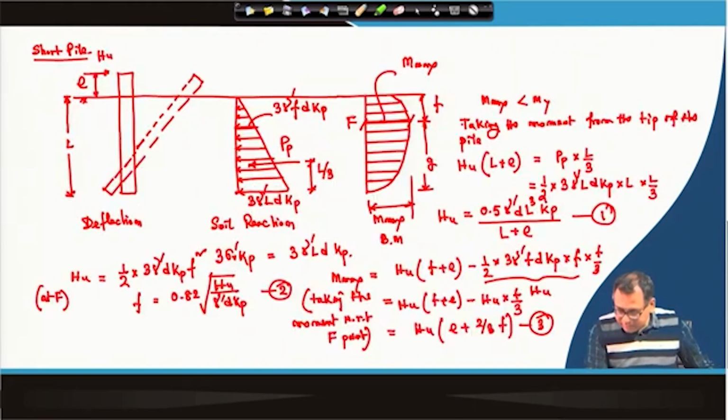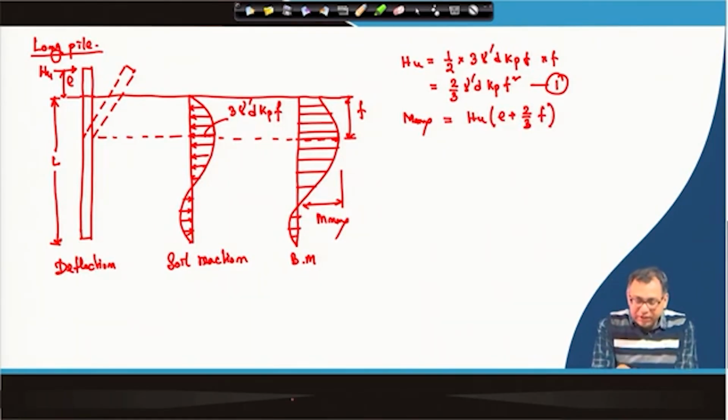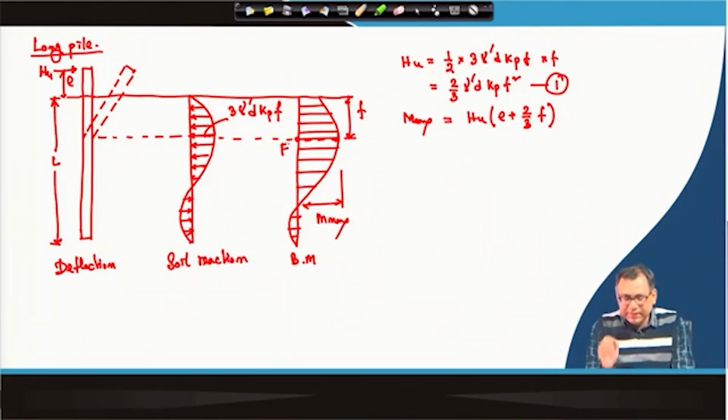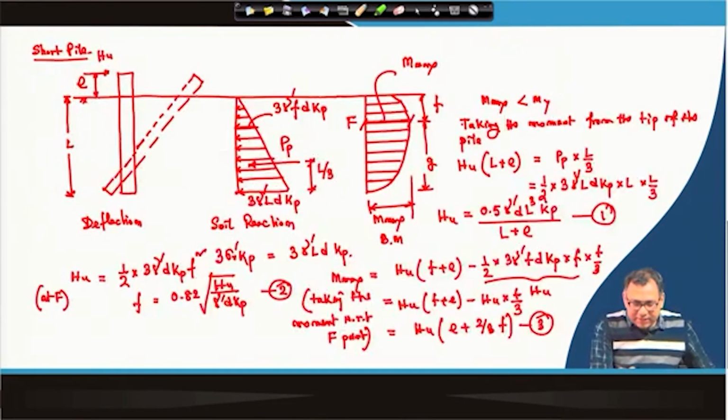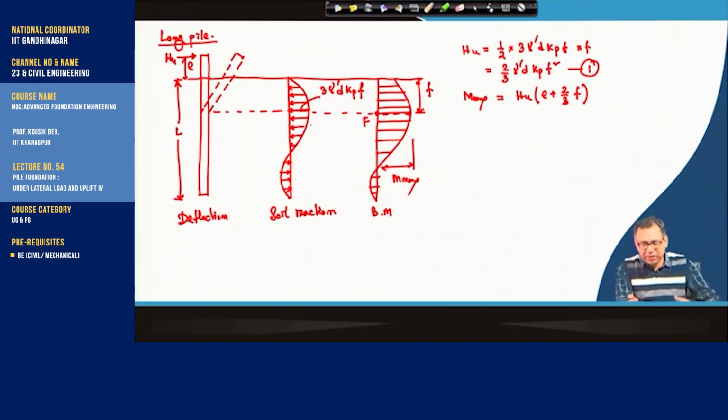Equation 3 is what? Equation 3 is Hu e plus 2/3 f. Why is equation 2 also valid? Because we are taking moment at this point f, where the maximum moment is acting, and as we assume this is more or less a linear distribution, which is the same as this point for the short pile. So, here also we assume this is a linear distribution, the same way we can calculate the Mmax also here. So, equations 1 and 2 are valid, but what are the unknowns here?